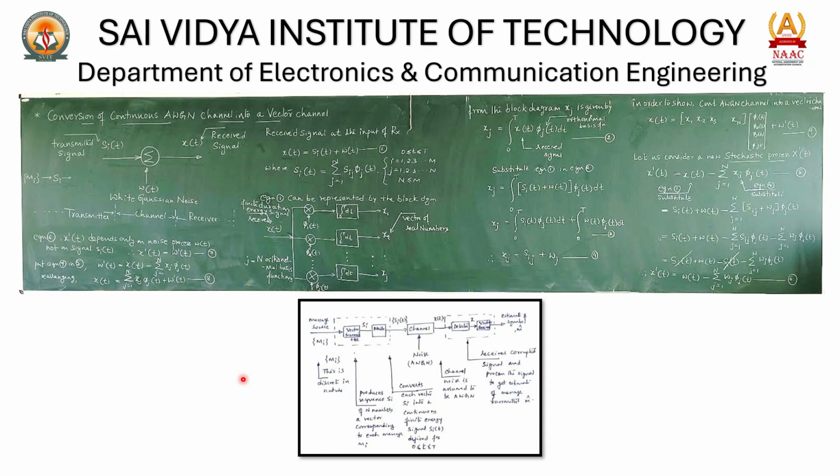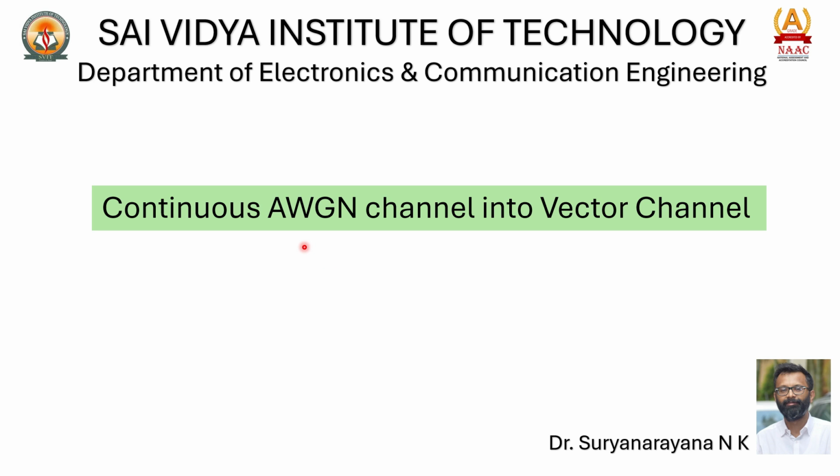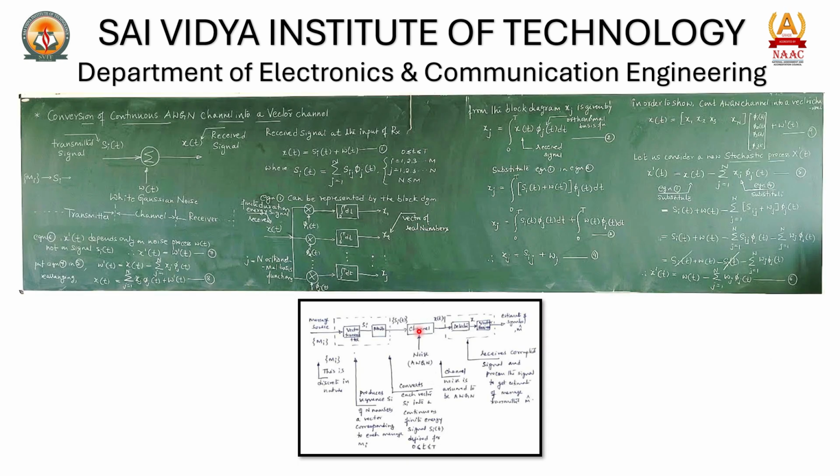The next important concept here is the conversion of a continuous AWGN channel into a vector channel, that is, continuous additive white Gaussian noise channel into vector channel. So we have discussed the concept of digital communication, which is represented by a block diagram.